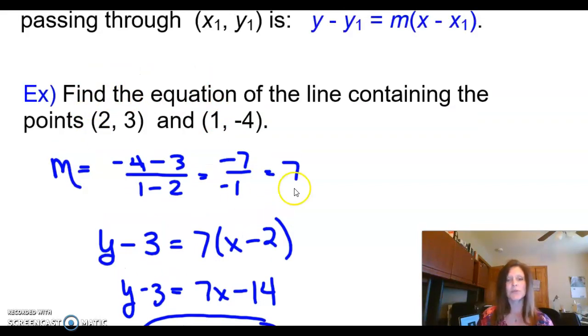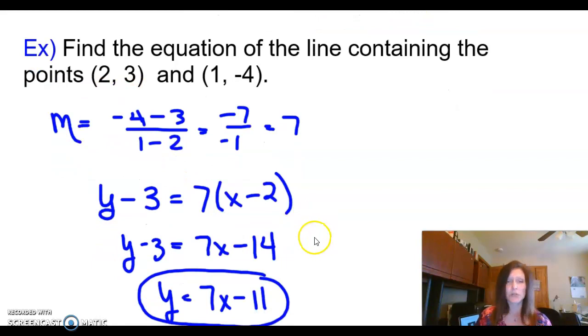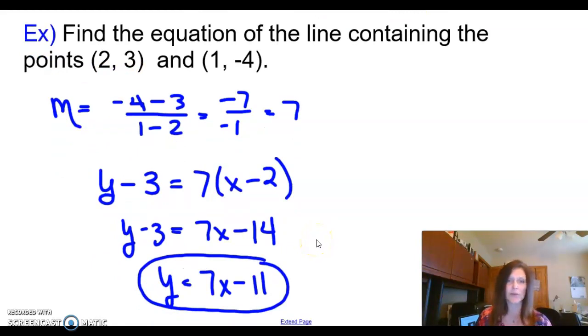So now I'm going to plug this value of 7 in for the m in my point-slope equation, and I'm going to choose one or the other of my points. It does not matter which one you choose. I just stick with numbers that are positive when I can. So I chose the first point. So it's y minus the y value equals m, 7 we just calculated, times x minus the x value for that same point. And then you just use a little bit of algebra and you simplify the equation into y equals mx plus b form.